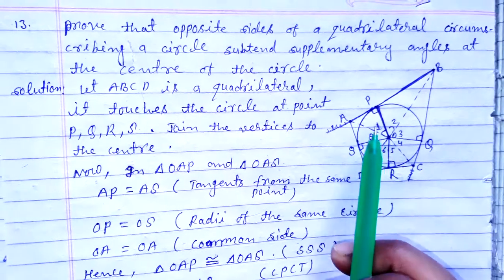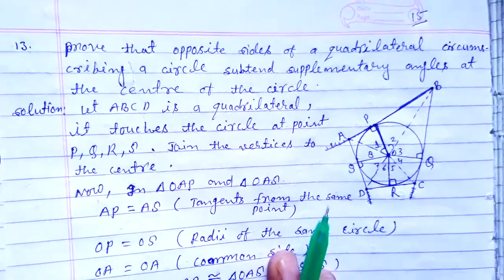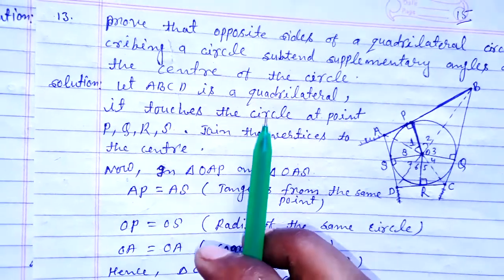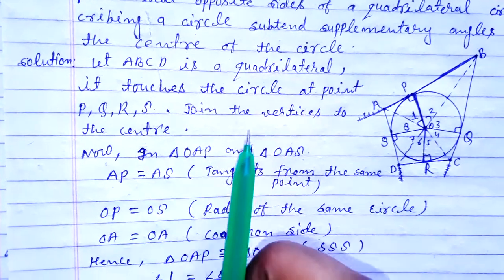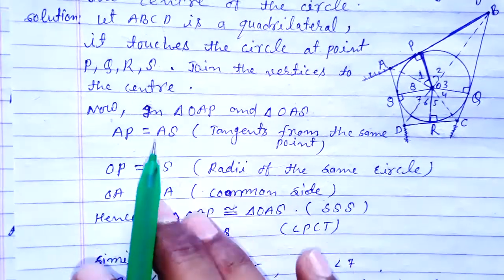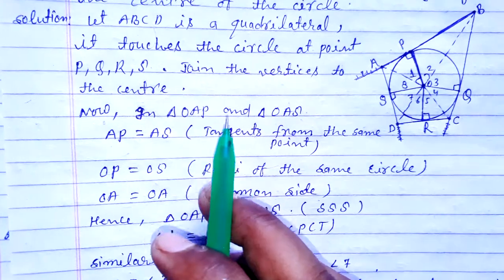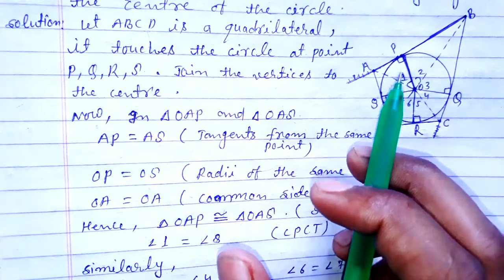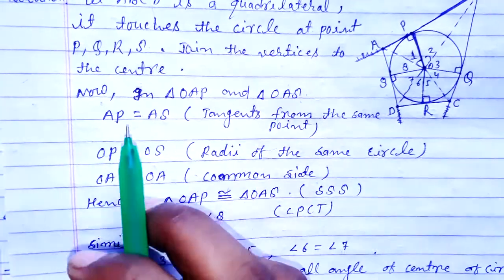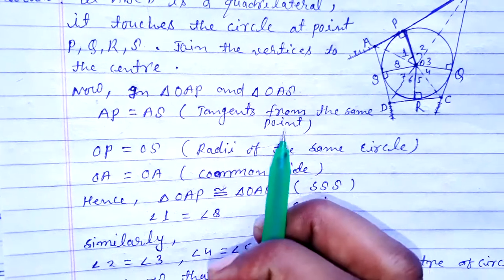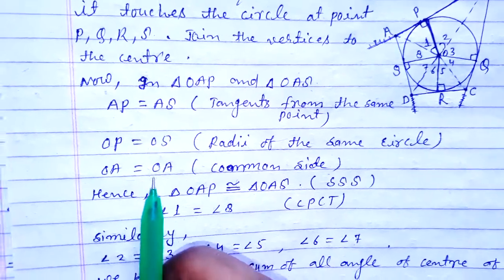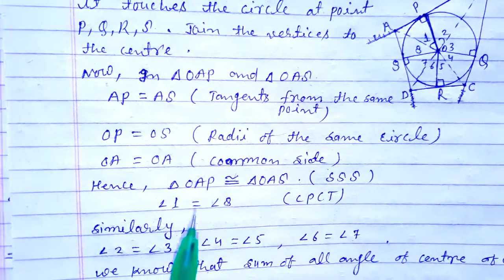Opposite angles. So prove here. Let ABCD be a quadrilateral. It touches the circle at points P, Q, R, S, joining the vertices to the center. Now in triangle OAP and triangle OAS, AP is equal to AS because they are tangents from the same point. OP is equal to OS, radius of the circle. OA is equal to OA, common side.